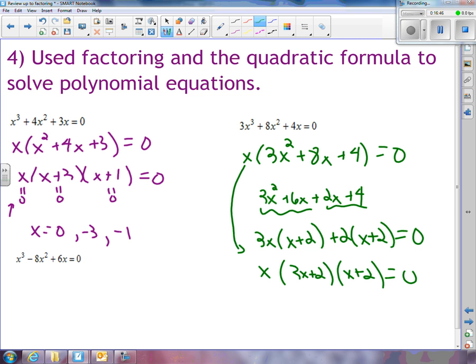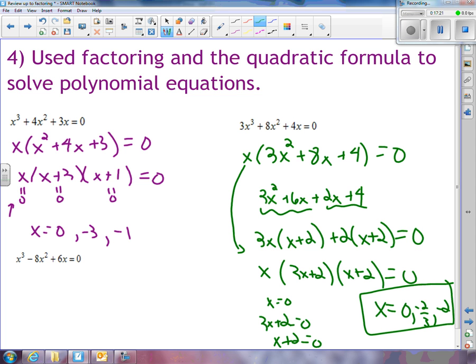So now we're going to go through and set each piece equal to 0, just like we did over there. I won't do it sideways this time. So we're going to set x equal to 0, 3x plus 2 equal to 0, and x plus 2 equal to 0. So x equals 0 is already done. There's nothing to solve for. Now let's do this one. I'm going to subtract 2 from both sides and divide by 3. I get negative 2/3. If you need to write that out, then write it out. Here I'm going to subtract 2 from both sides and get negative 2.